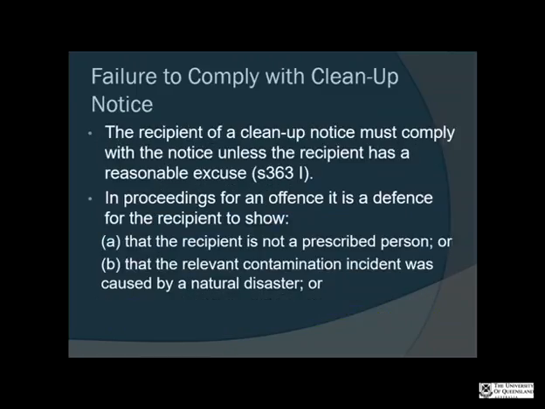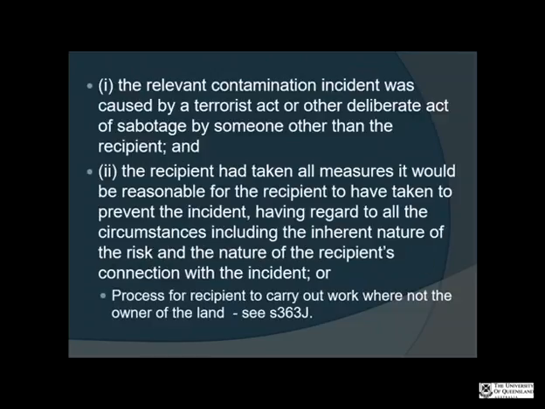What happens if you don't comply with a clean-up notice? Well, the legislation says you must comply unless you have a reasonable excuse. And some of the defences that you might be able to show in a proceeding against you are that you're not a prescribed person, so you don't meet the definition of prescribed person under the Act. You could try proving that the contamination incident was caused by a natural disaster as defined under the Act. You might be able to point to the fact that the contamination was caused by a terrorist act or other deliberate act of sabotage by someone other than the recipient of the notice.